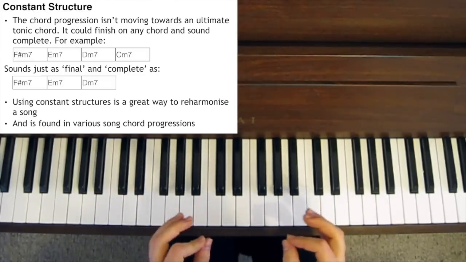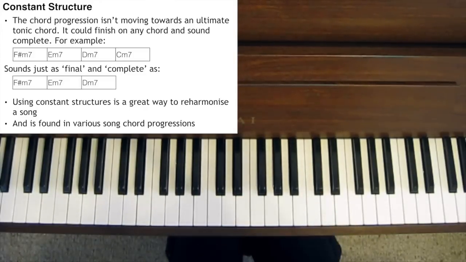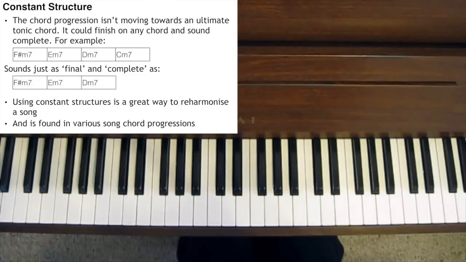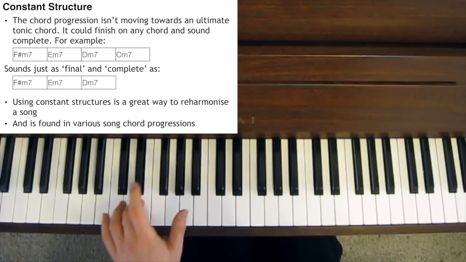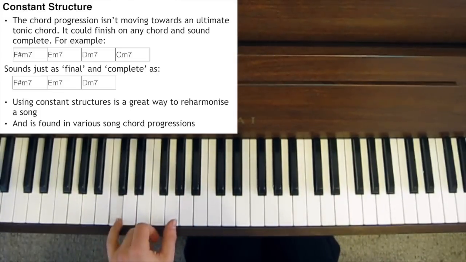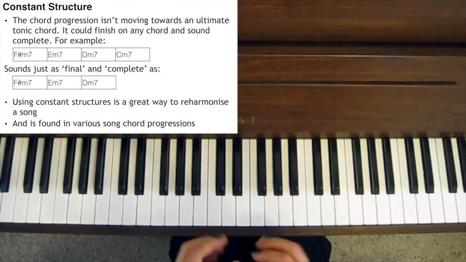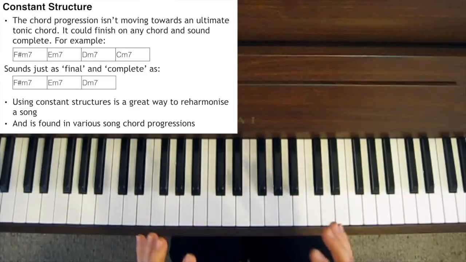Right, so those chords are not all found in any one particular key, and neither sounds more finished than any other. Now, of course, you could analyze this chord progression functionally and argue that you're actually changing keys from F sharp minor to E minor to D minor to C minor, but that's not really what it sounds like. It sounds like there is no fixed or ultimate key or ultimate tonic chord.